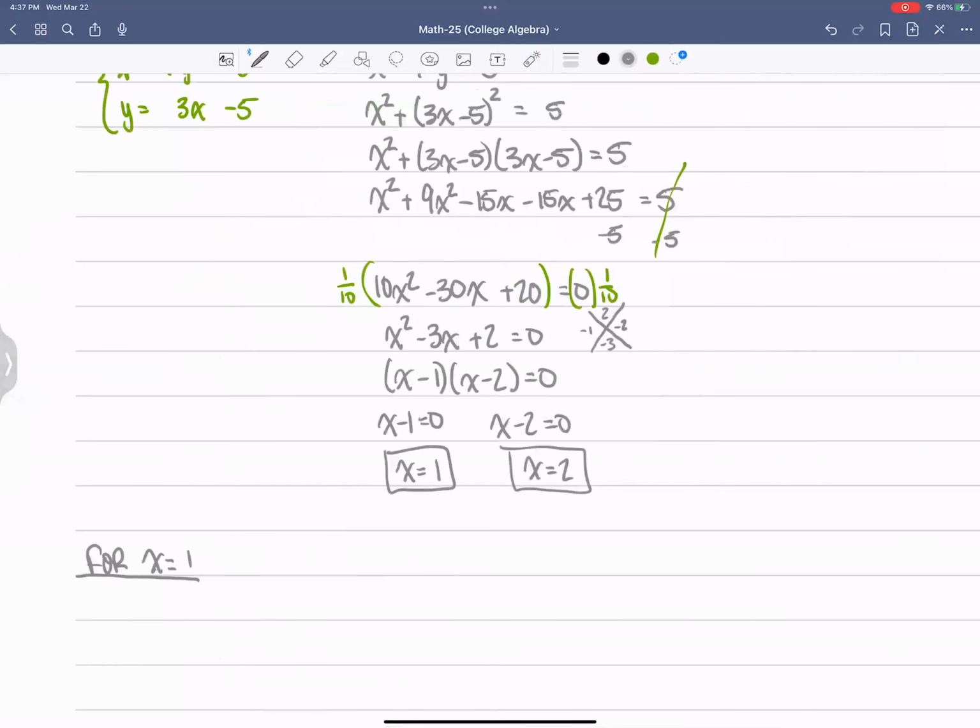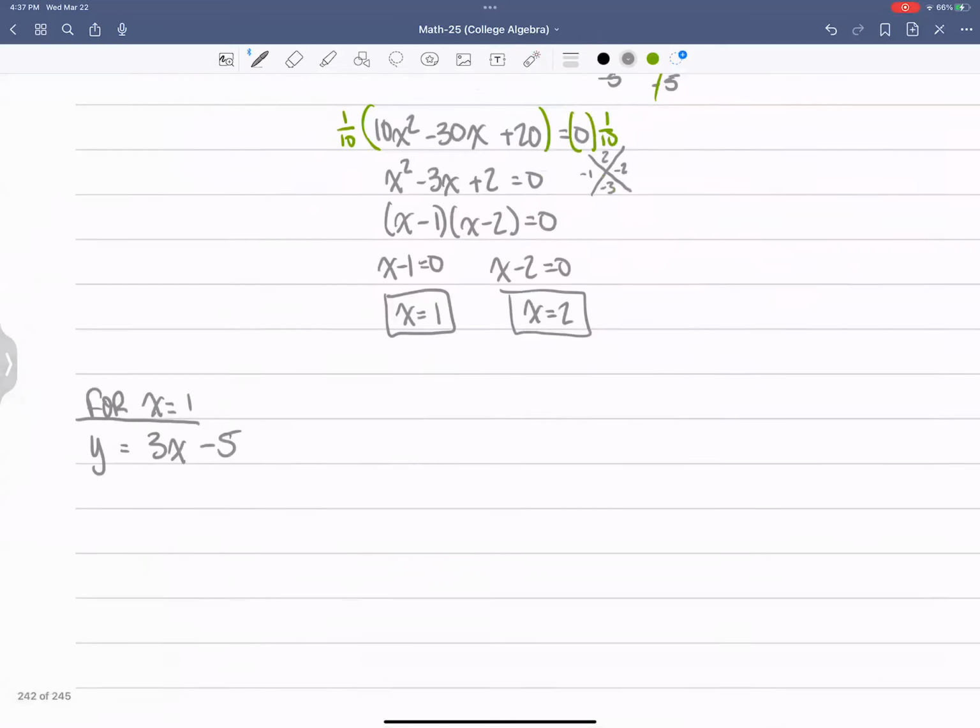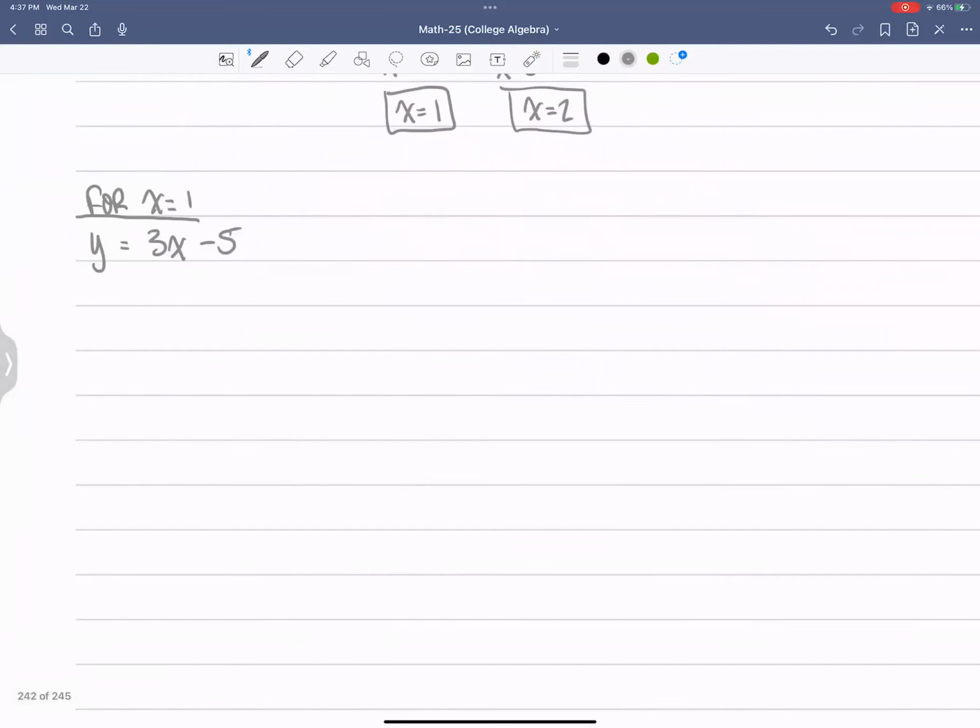We have y is equal to 3x minus 5. And in this case, we have x is equal to 1. So we have y equals 3 times 1 minus 5. So 3 minus 5, negative 2. So when x is 1, y is negative 2. So that's one of our two solutions. Let's see what the other one is.